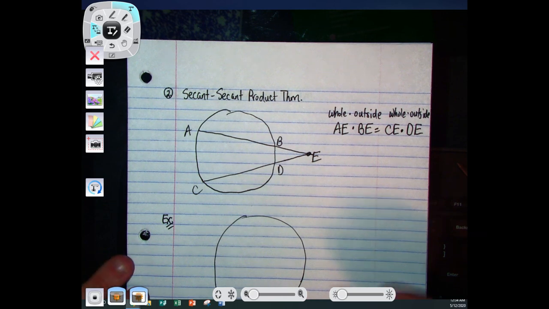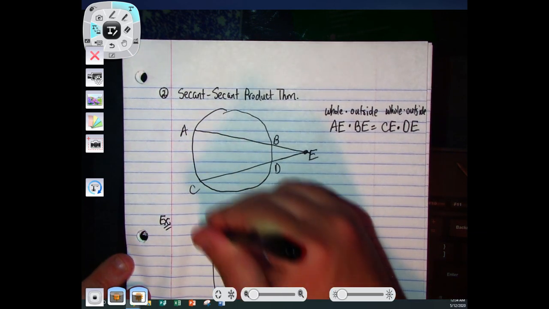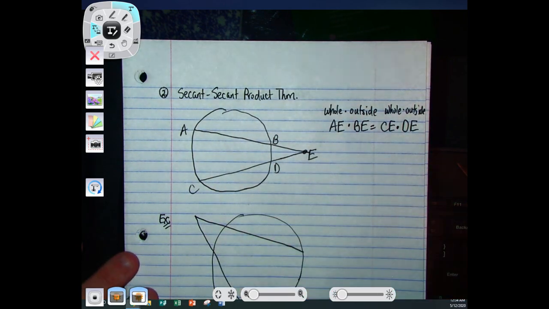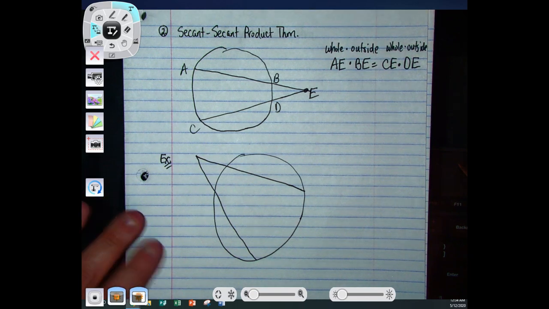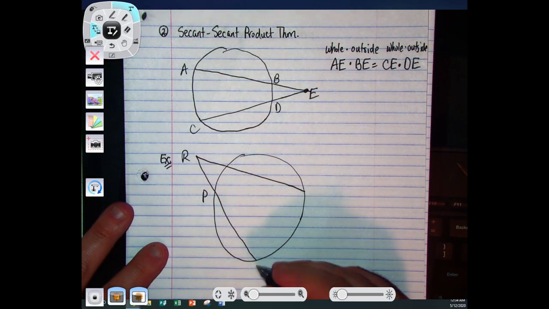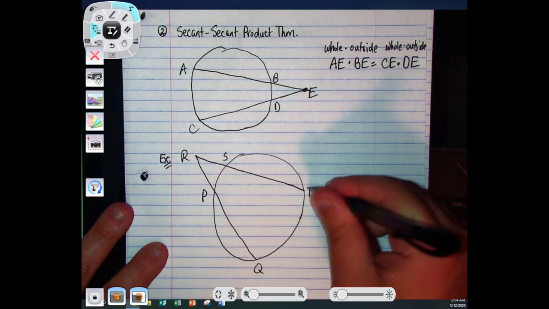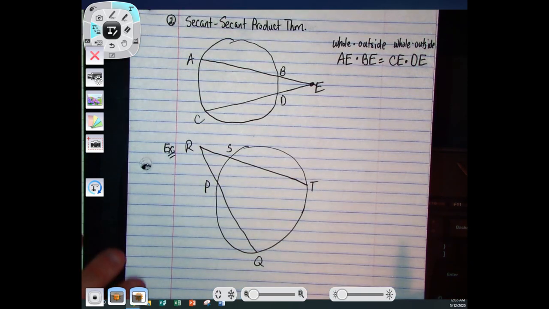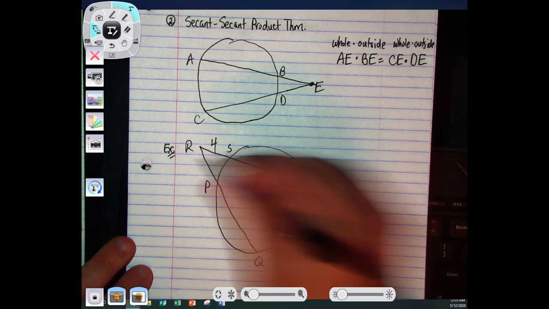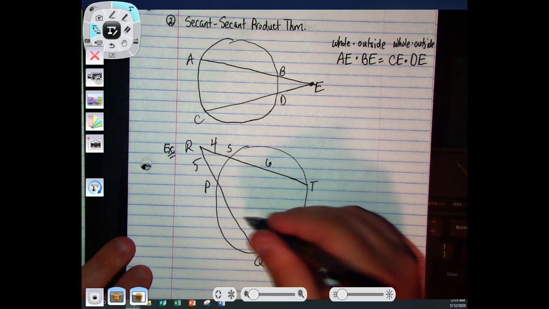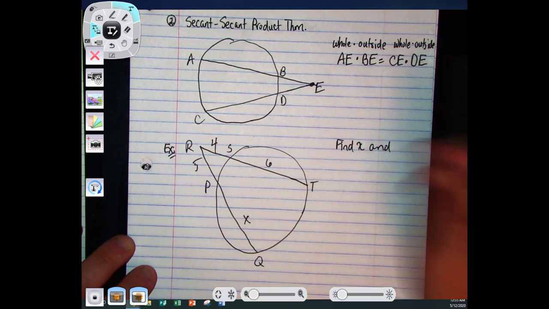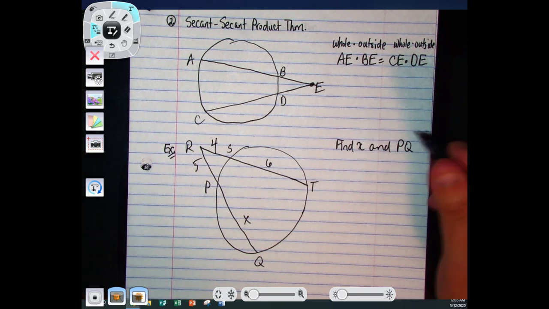For example, if I give you a circle and I give you these two secants, so we have R, P, Q, S, T, and we tell you that RS is 4, ST is 6, RP is 5, and PQ is X. It's going to say find X and the length of PQ.